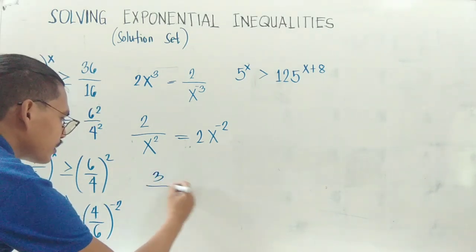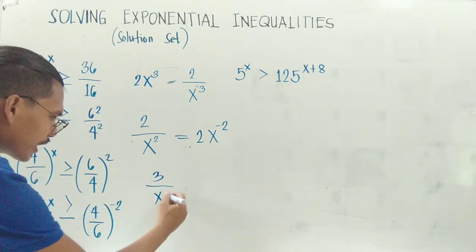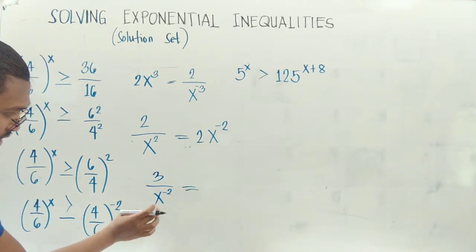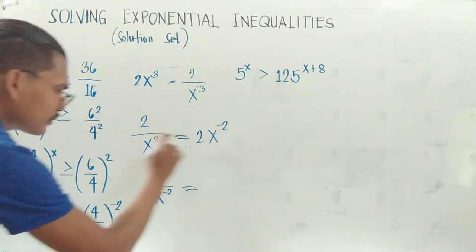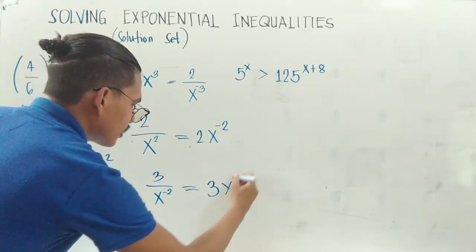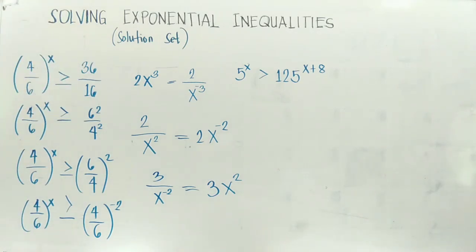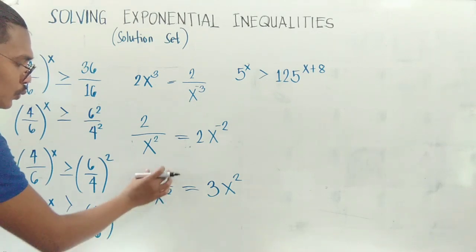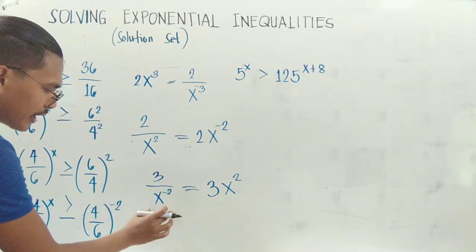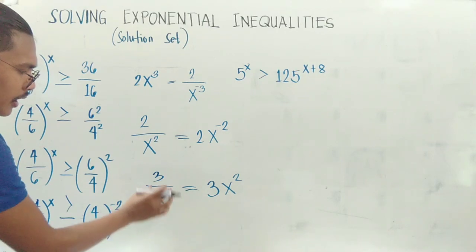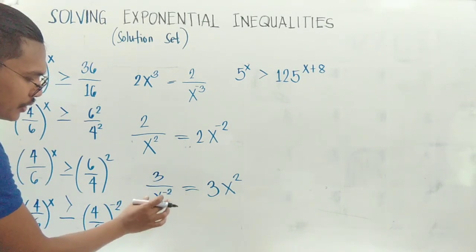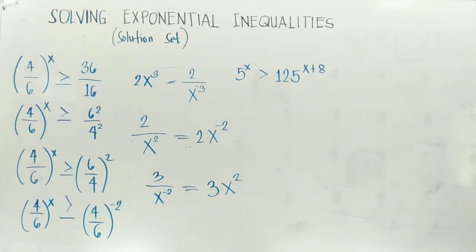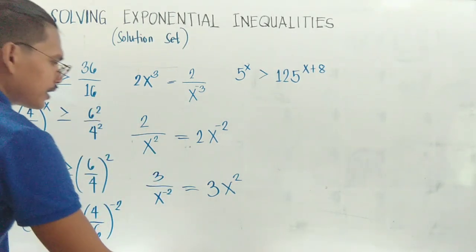Another one, we have 3 over x raised to negative 2. If we try to put this denominator, x raised to negative 2, on the numerator, it will become 3x raised to 2. So the sign of the exponent will change when we are bringing it to the numerator or the denominator. Okay, so I guess that it is clear in here.